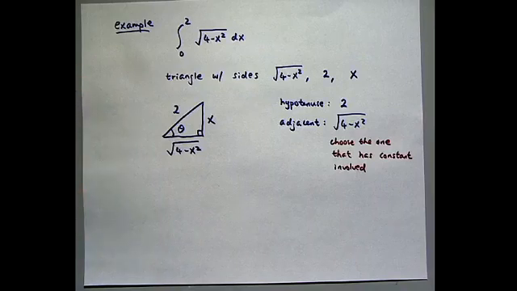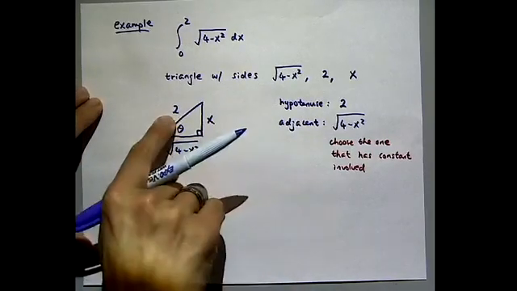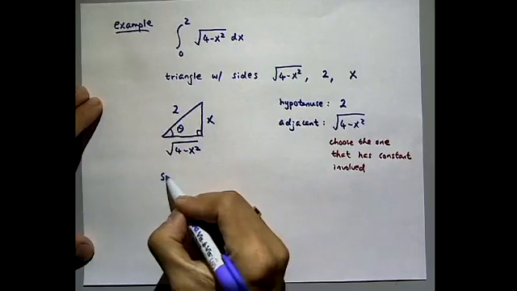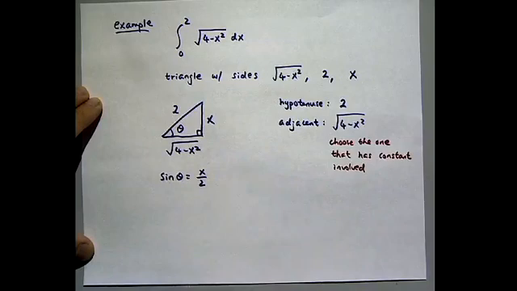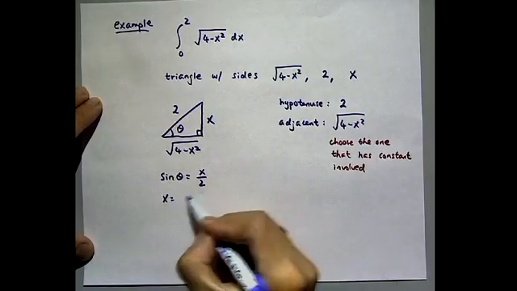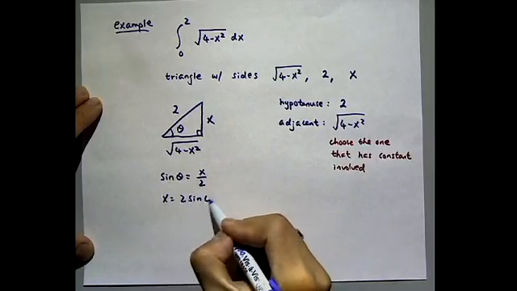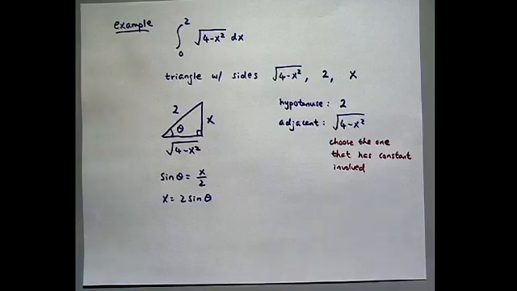Okay, now find the simplest way to relate x to theta. What do you think? Yeah, sine again, right? Opposite over hypotenuse. So that means x is equal to 2 sine theta. Just like last time, we need dx.